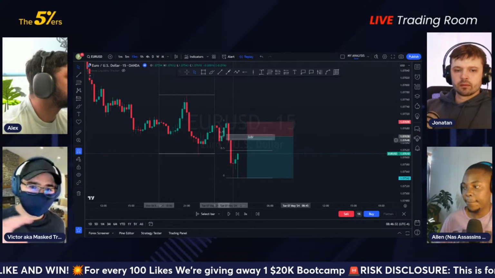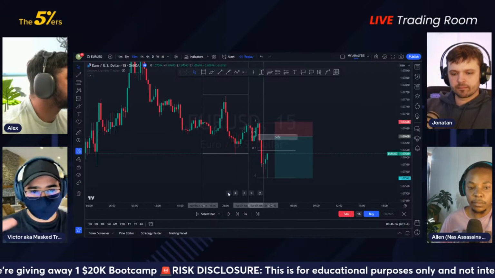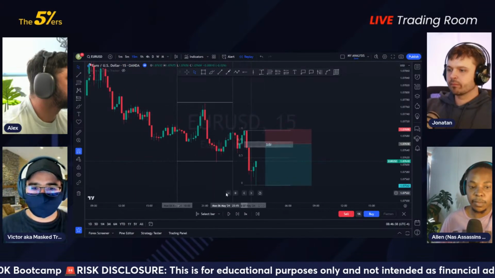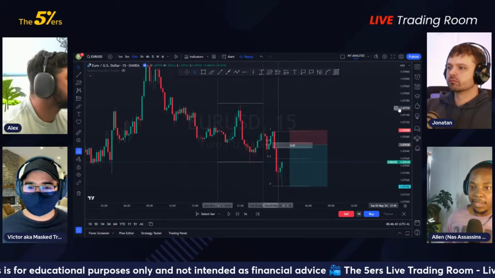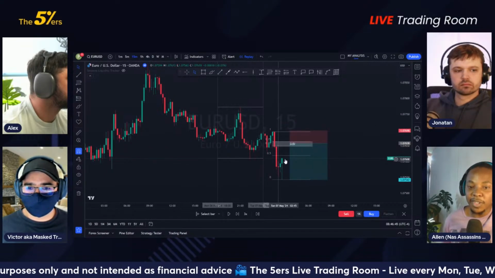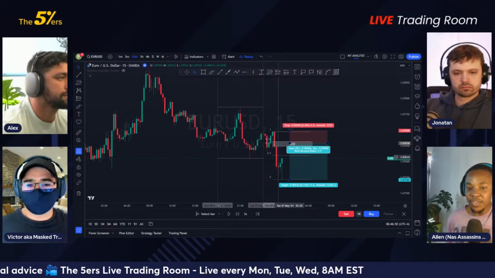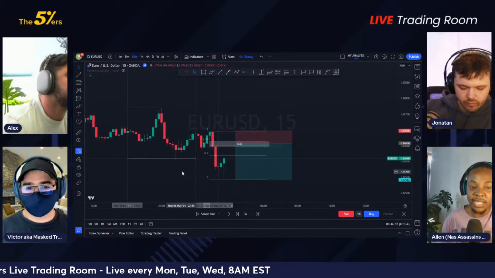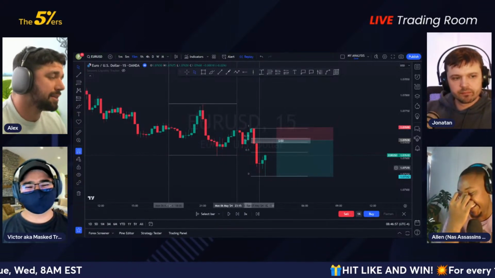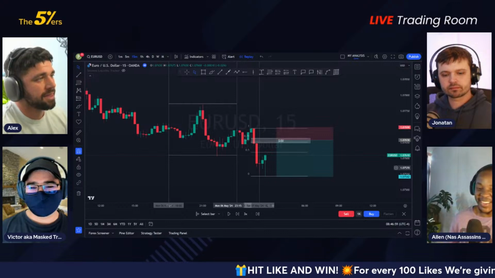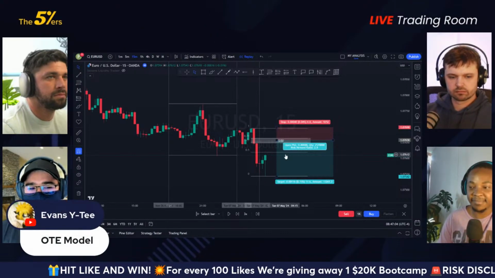And what is the name of this model? Because this is the model you chose from all those hundred and some models that ICT offers or teaches. What is the name of this particular model? It's the OTE, the optimum trading entry. I feel like this is just like Allen's model, my friends. Allen's ICT model. I like that. I would say it's the OTE model.